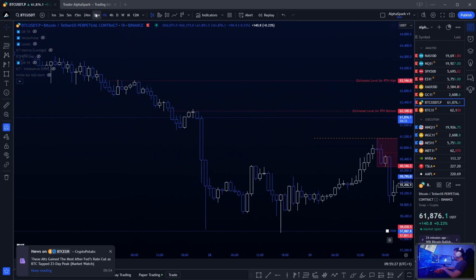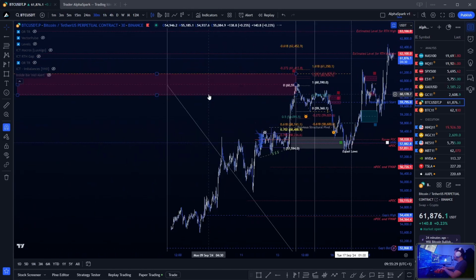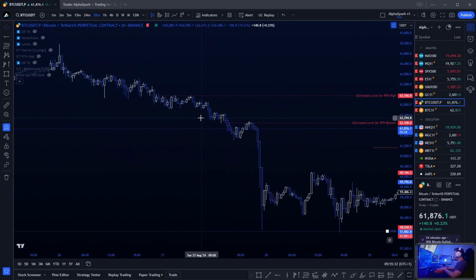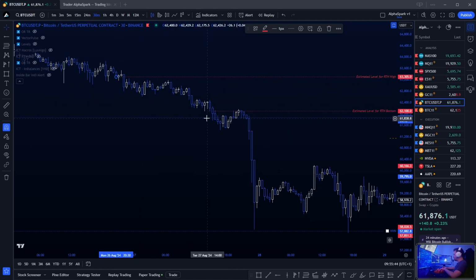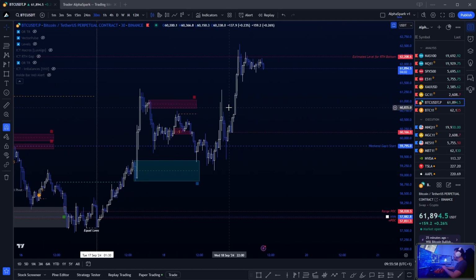Because, for example, I marked out, let me go to the 30 minutes, the estimated areas. So this is the close of Monday 26th at 8:30, and this over here is the open of New York on that candle close. So right now we have already tested that. Considering that we did test that, we should expect price to come back to these imbalances.